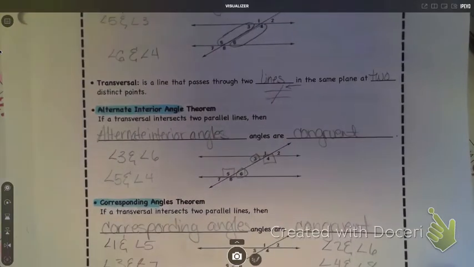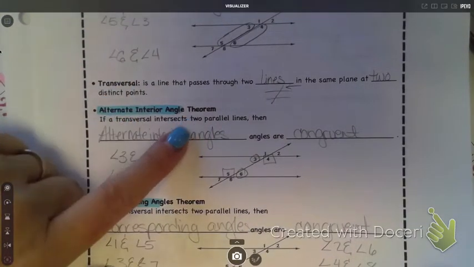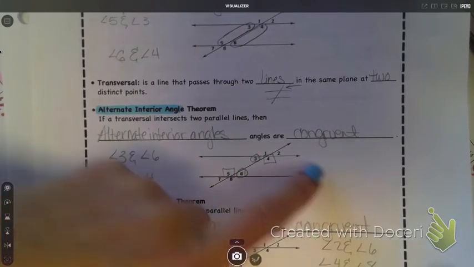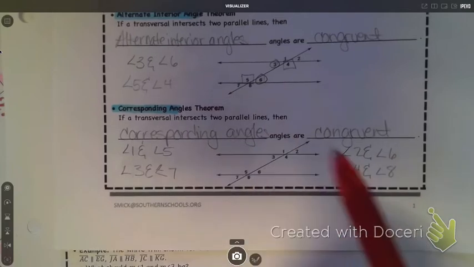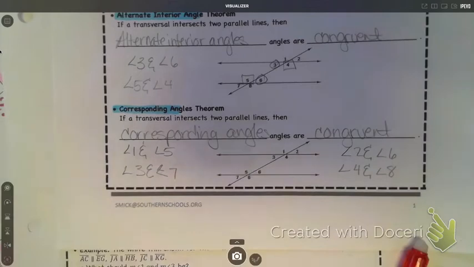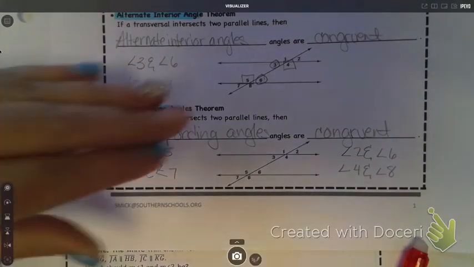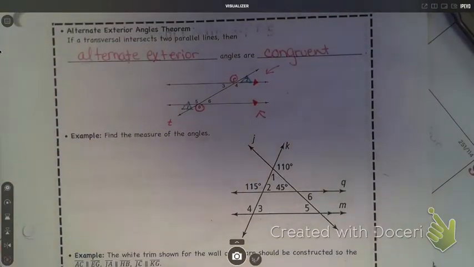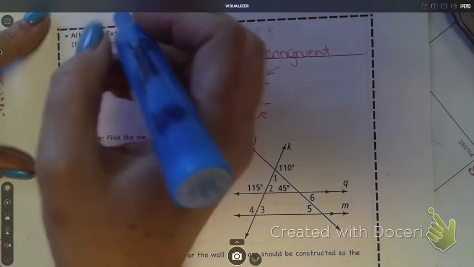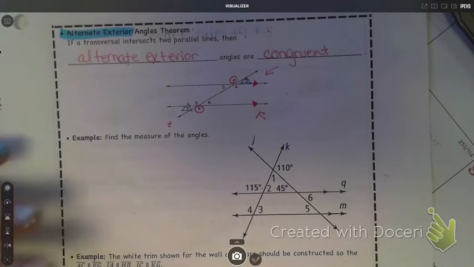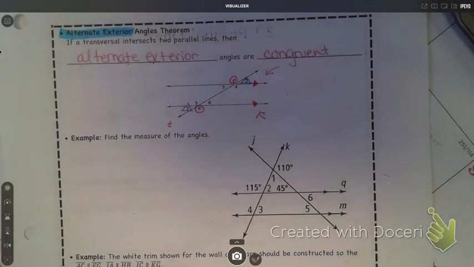I have alternate interior angles. This is what they look like, right? And they're congruent. I have corresponding angles. Remember, that's if I picked up this intersection and placed it on this intersection, which ones would overlap, correct? And then we had just what we did today, alternate exterior. So as you work through your assignment today, you will be telling me different measures, but you have to tell me why you know it.